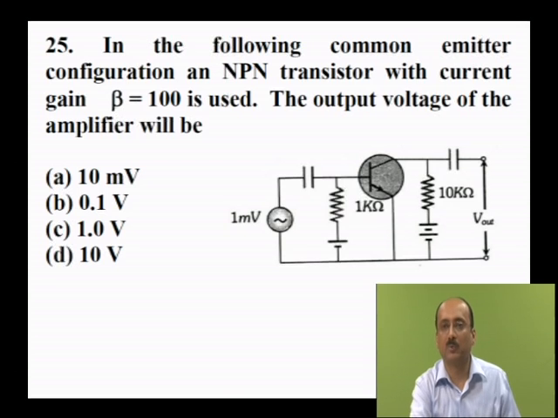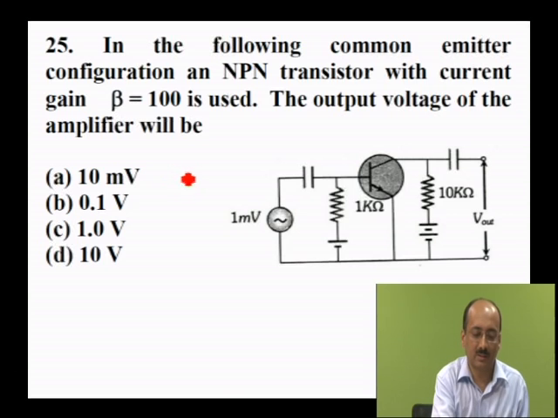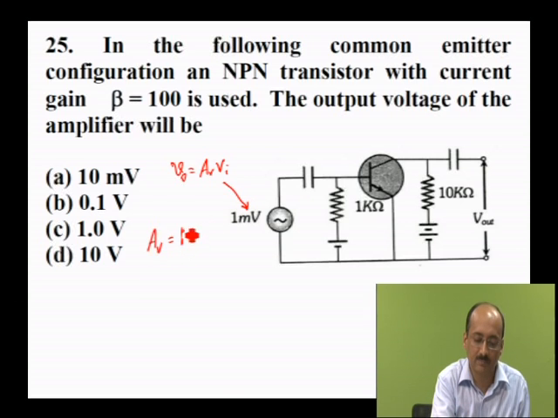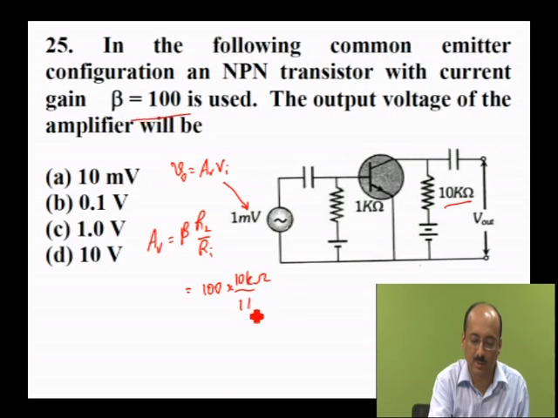In the following common emitter configuration, an NPN transistor with current gain beta equals 100 is used. The output voltage of the amplifier will be, if you want to know output voltage V0, it is AV into Vi. Vi is given already, your job is to calculate AV. Now AV will be equal to beta into RL by Ri. Beta they have given 100 here, so 100 into RL, which is 10 kilo ohm, and Ri is 1 kilo ohm.